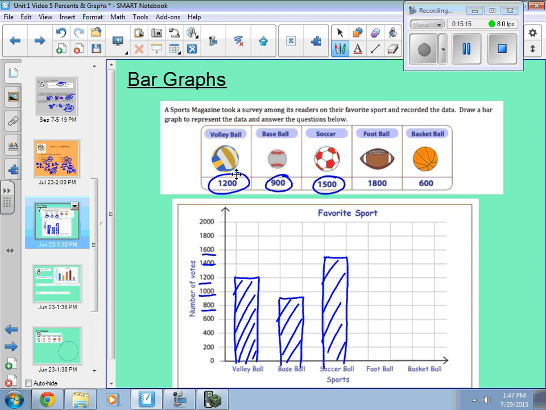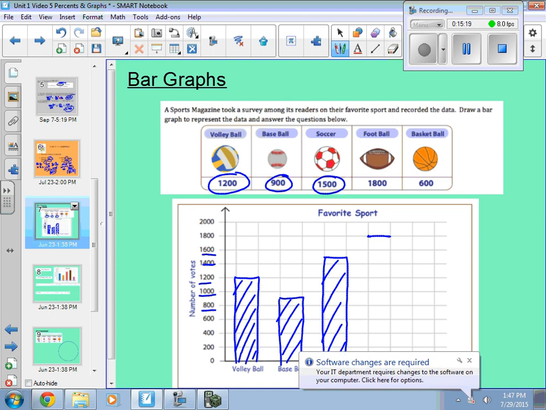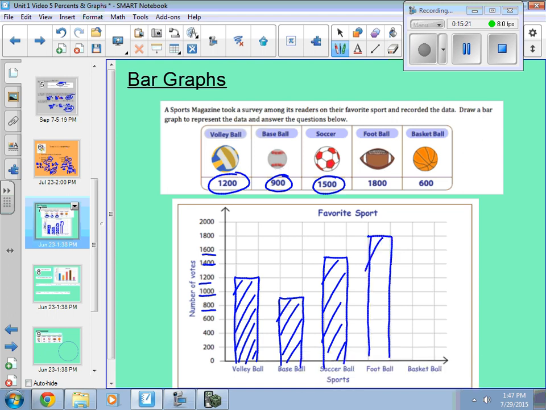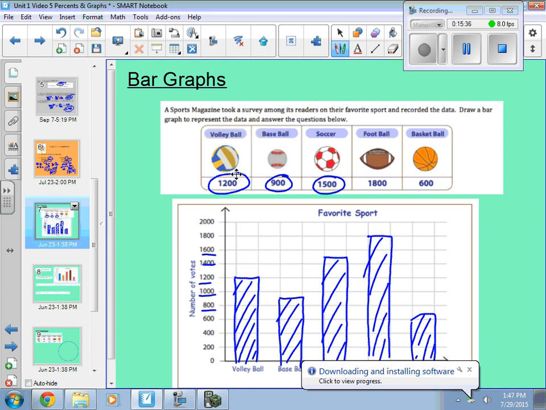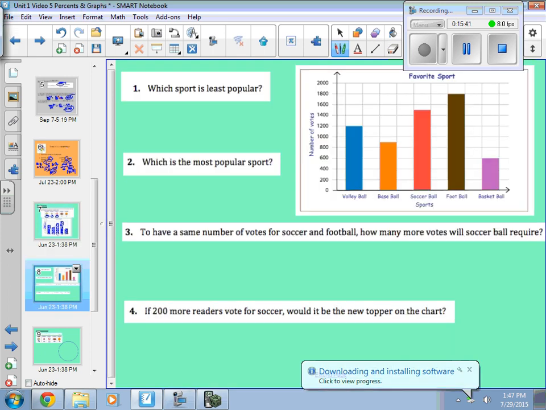If you want to shade it in, you're certainly welcome to. Football is going to be 1,800. That one's right there. And finally, basketball looks like 600. So there would be a bar graph. So now you can graphically see which one's the most, which one's the least, and it's very easy for looking at information. All right, they may ask you questions on it. If you get questions about the bar graph, then you should be able to answer.